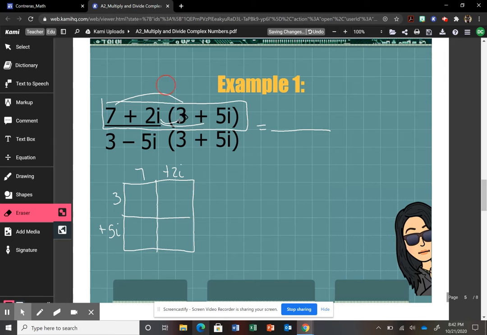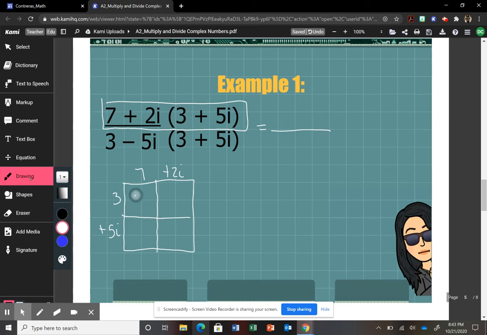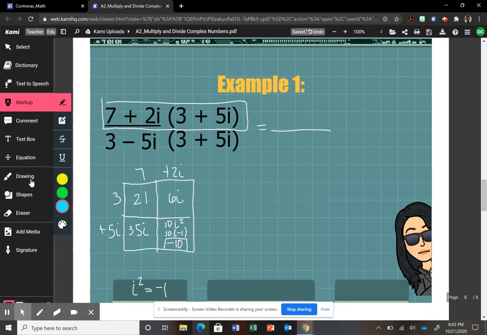This works very much like a multiplication chart. Okay, so we're going to multiply 7 and 3, which is 21. Here we have 2i times 3, 6i. Here we have 7 times a positive 5i, which gives us a 35i. And then here we have 10i squared. Okay, and we have to remember that i squared is equal to -1. So this is the same as 10 times -1, which gives us a -10. So I'm going to put a little box around that. Okay, and if I notice here, my diagonals are like terms.